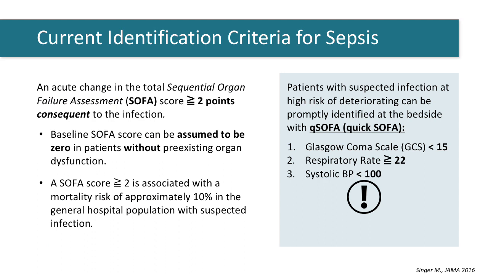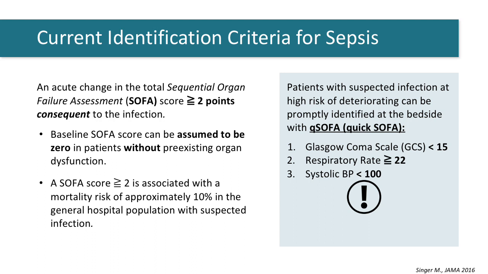Based on our most recent guidelines from 2016, the current identification criteria for sepsis includes an acute change in the total sequential organ failure assessment, SOFA score, of greater than or equal to 2 points as a result of infection. Baseline SOFA scores can be assumed to be 0 in patients without pre-existing organ dysfunction. A SOFA score of greater than or equal to 2 is associated with a mortality risk of approximately 10% in the general hospital population with suspected infection.